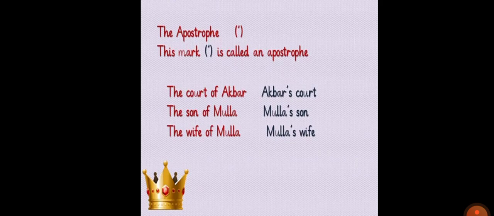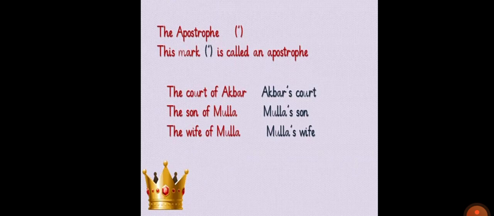Have a look at the second sentence. The son of Mullah. So instead of writing this long sentence, we will shorten it by the use of apostrophe S. So we will write down Mullah's son, because we are talking about the son that belongs to Mullah. So we will write down Mullah's son. That means that son belongs to Mullah.